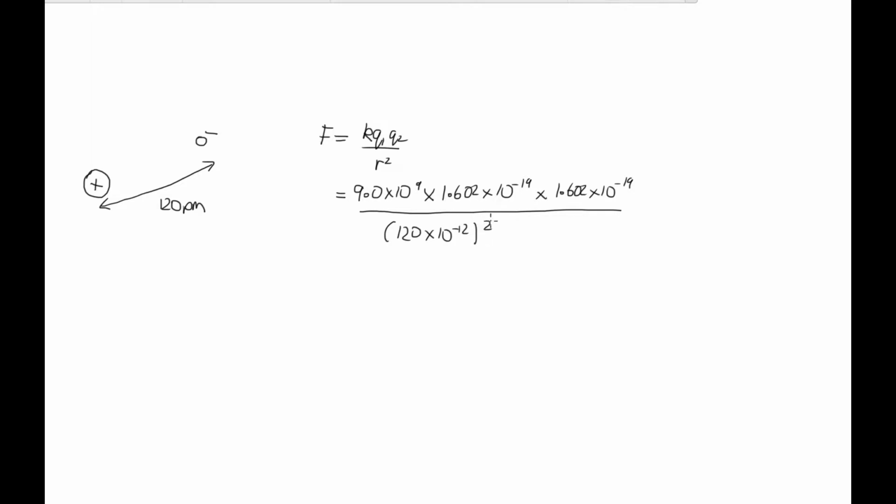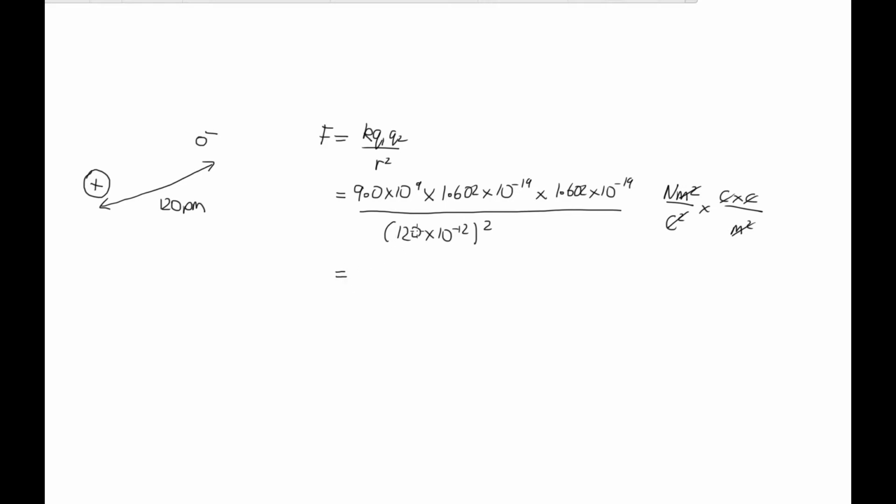And then we should just check that our units are working out. So the units for K are Newton meters squared per Coulomb squared. And then we've got coulombs times coulombs. And down here we've got meters squared. So we can see the meters squared are cancelling each other out, and the coulomb squareds also cancel each other out, so we're left with newtons, which is the unit for force, as we'd expect.